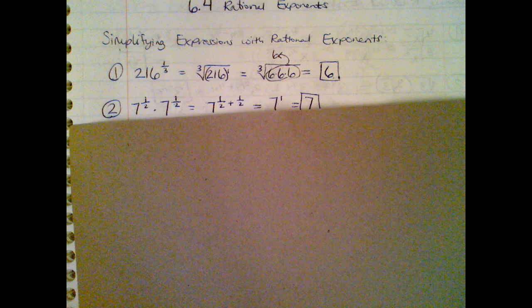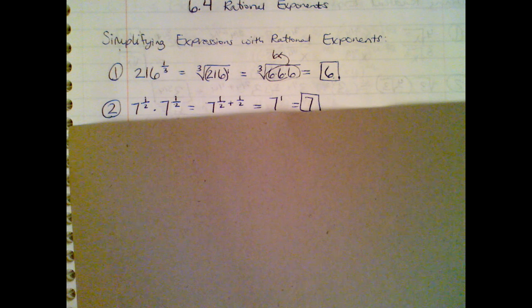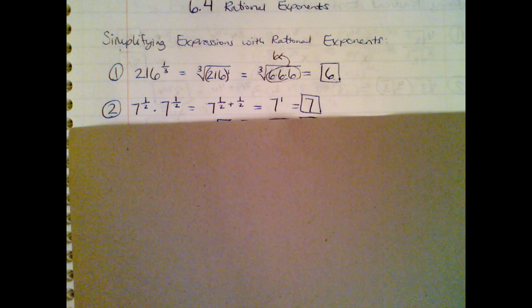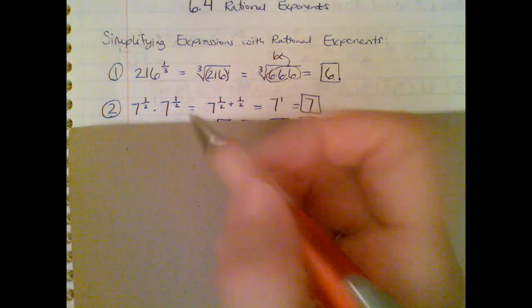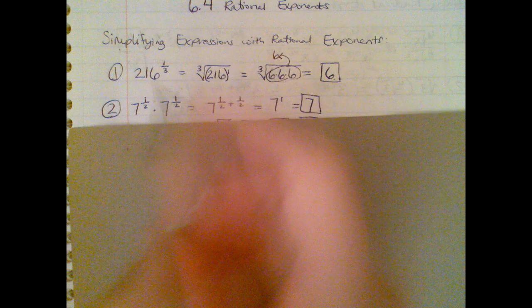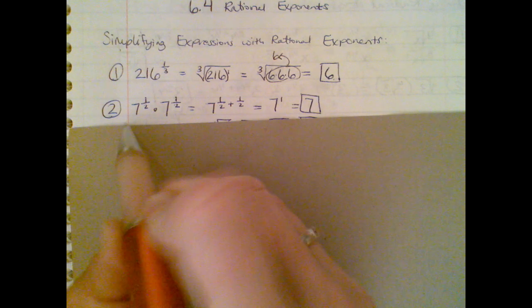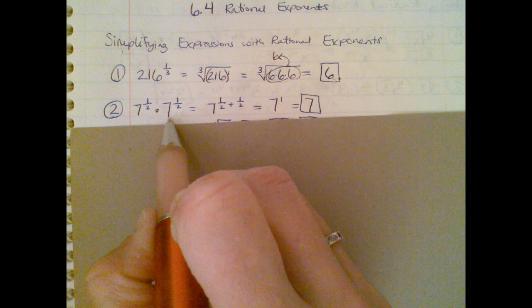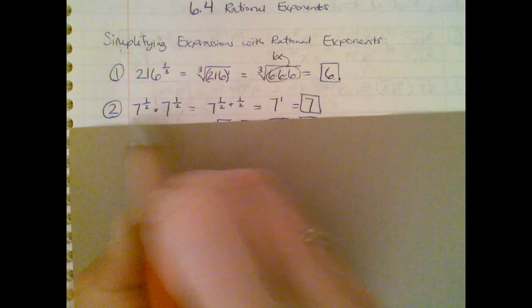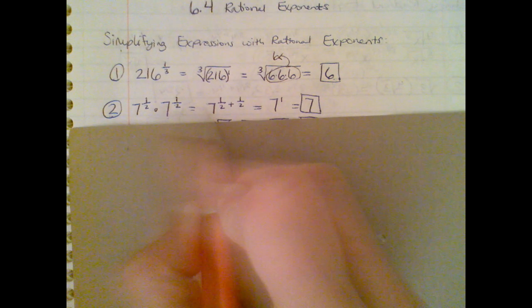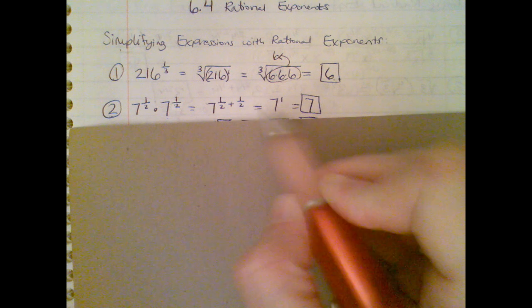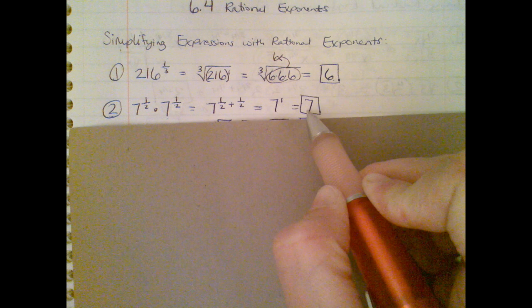Number 2, we have 7 to the 1/2 power times 7 to the 1/2 power. So a couple different ways that you can think about this problem. If we want to work on it in exponents, then notice how the bases are the same. So when the bases are the same, we go ahead and add our exponents. And we can only do that if the bases are the same. So the bases are the same, we keep that as 7, and then add our exponents. 1/2 plus 1/2, which we end up getting 1, so 7 to the first power is 7.